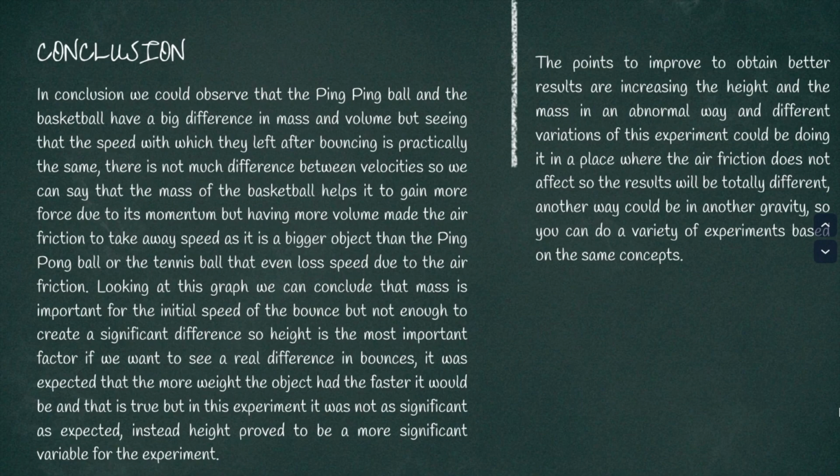The points to improve to obtain better results are increasing the height and the mass in an extreme way. Also, different variations of this experiment could be doing it in a place where air friction does not affect the results, so the results would be totally different. Another way could be using another gravity, so you can do a variety of experiments based on the same concepts.